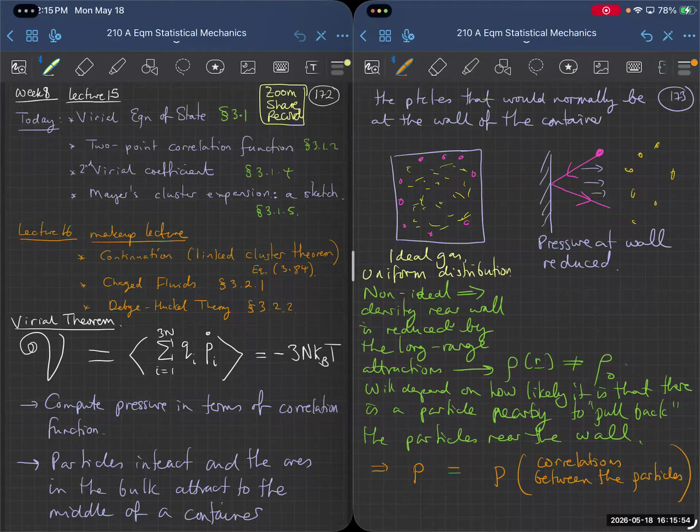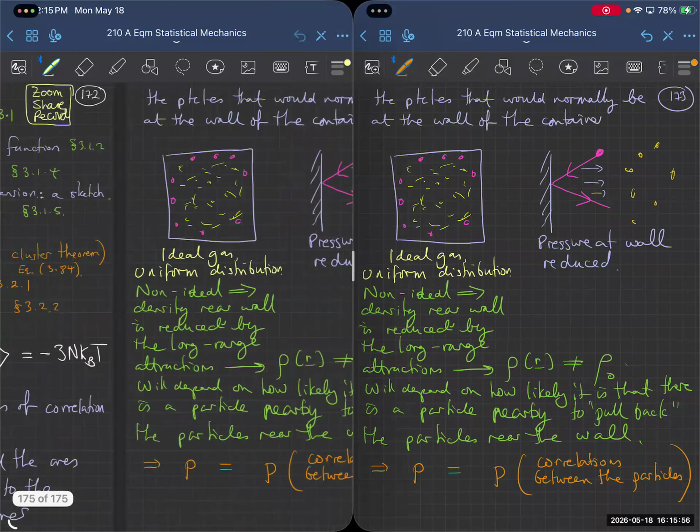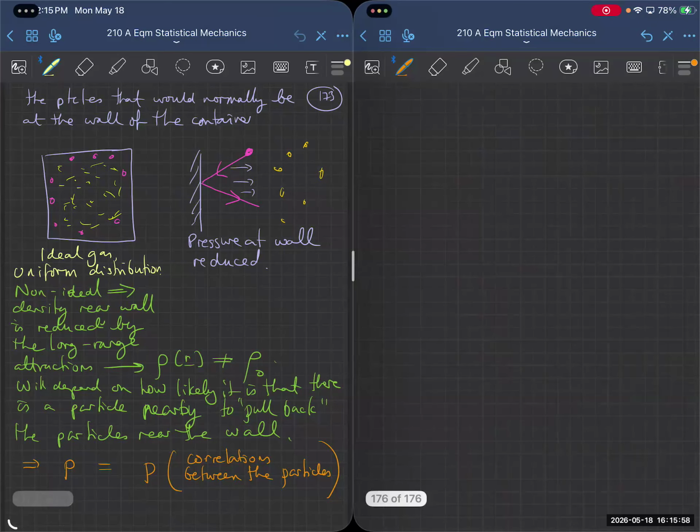So that's the verbal picture that I want you to have in mind, because I'm going to do calculations that will be quite involved very shortly, and I want you to have that picture in mind so you know what it is that we're calculating.